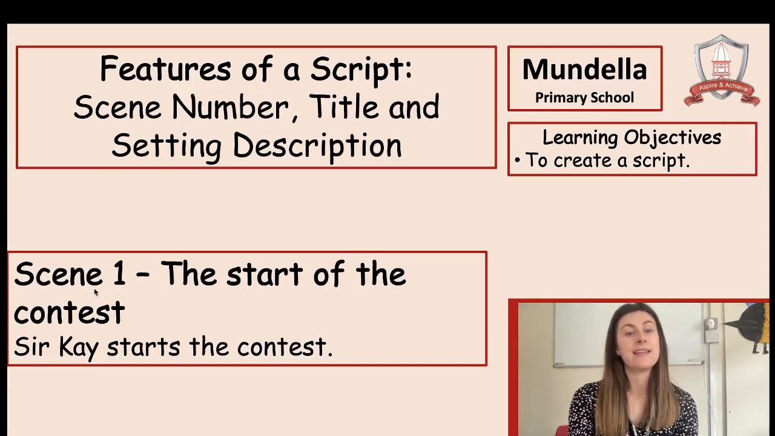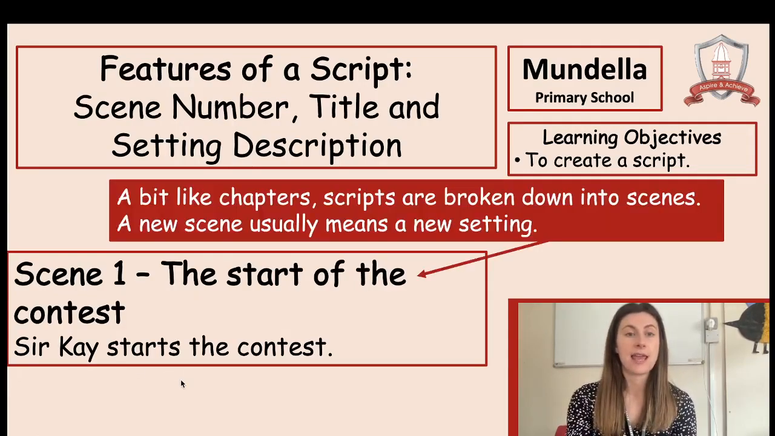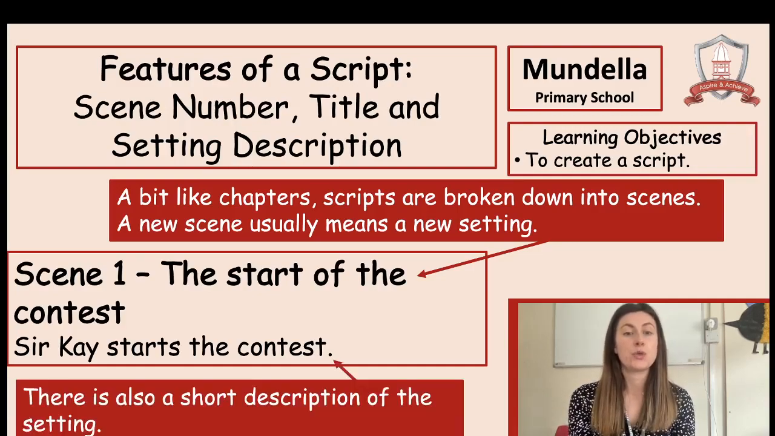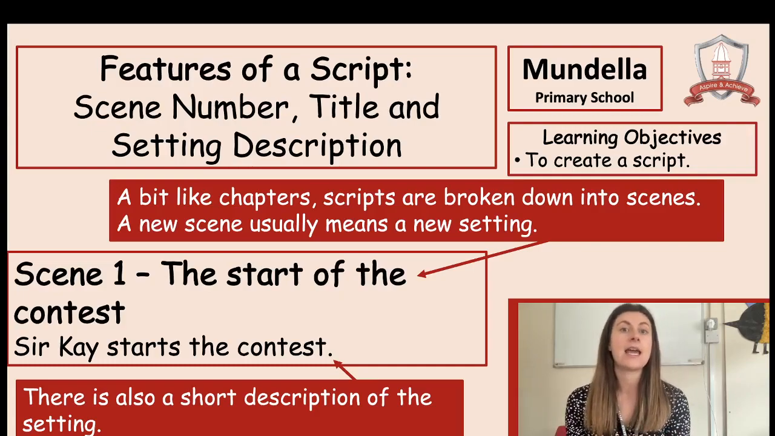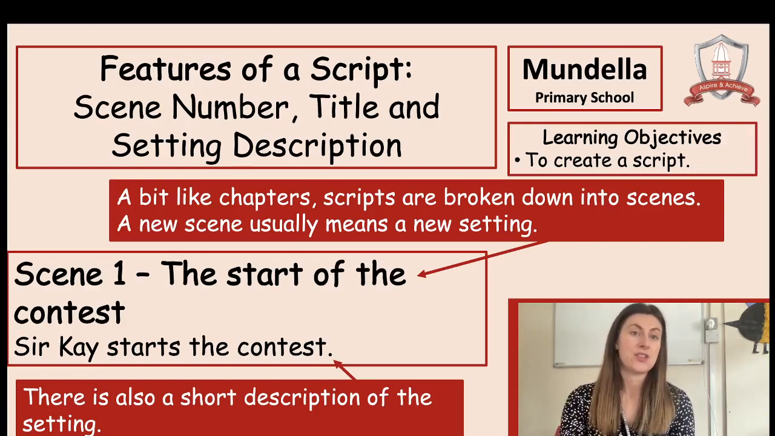So here I've got scene 1, and I've got a little title. So it's the start of the contest, and then I've got a little description. So Sir Kay starts the contest. So you can see here, a bit like chapters, scripts are broken down into scenes, and a new scene usually means a new setting. And I've also got a short description of the setting. So you could also add Sir Kay starts the contest in front of the castle with all the other knights, surrounded by tents. So that's the start of your script.